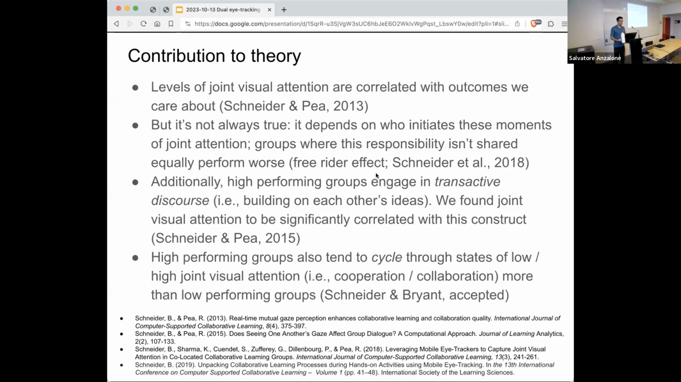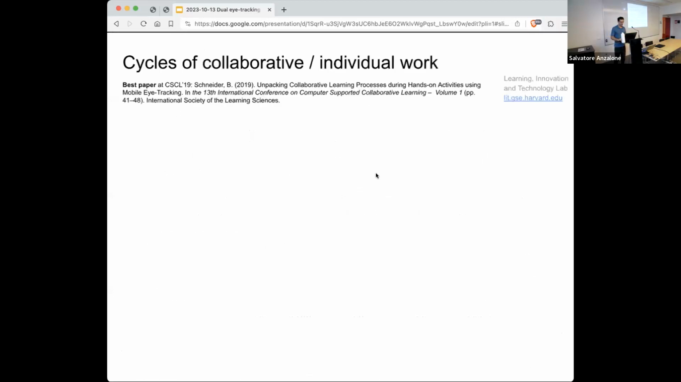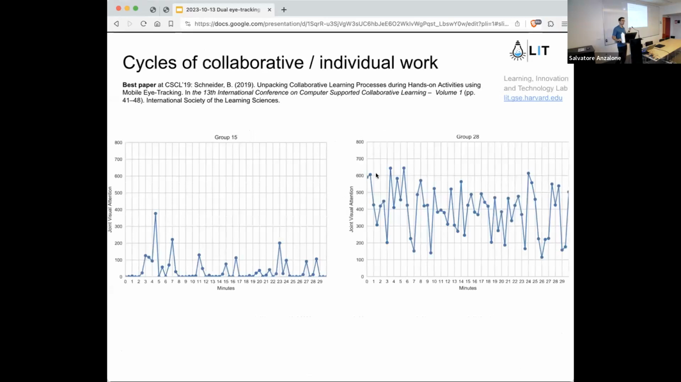And lastly, we found that high-performing groups also tend to cycle through states of low and high joint visual attention more than low-performing groups. And I want to expand on this result a little bit more here, showing you those two groups I showed you earlier. So if you look at the group on the left, you can see that the levels of joint visual attention tend to be flat. There's less variation compared to the group on the right. And basically, you can design a measure to capture this.